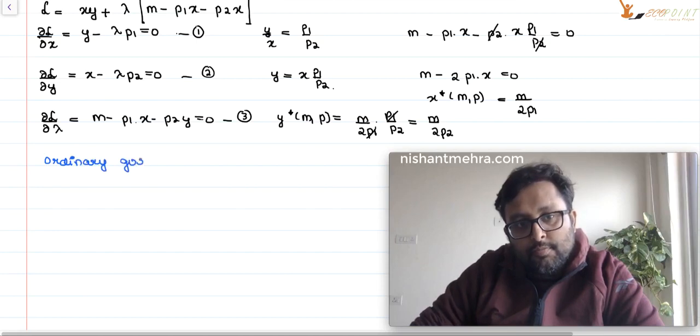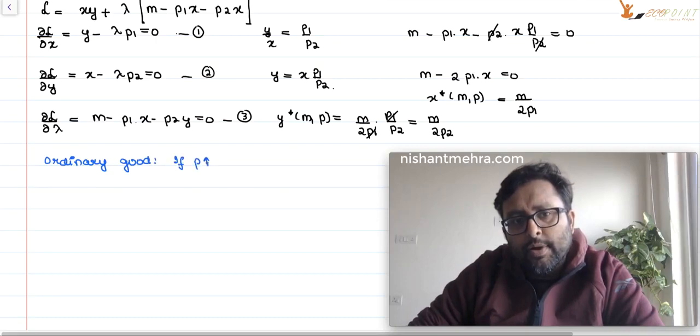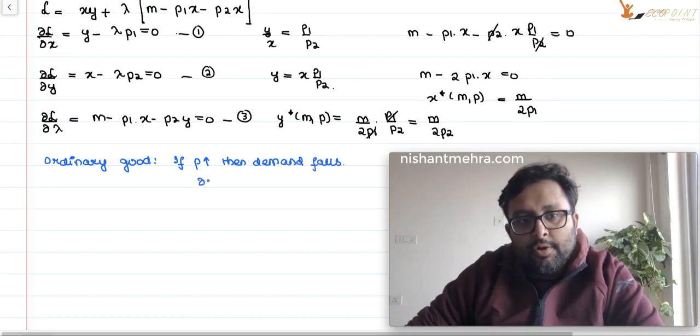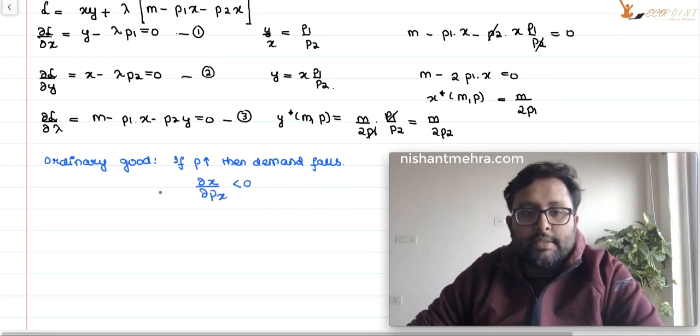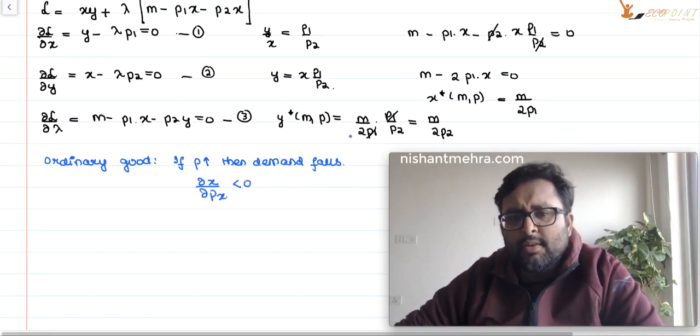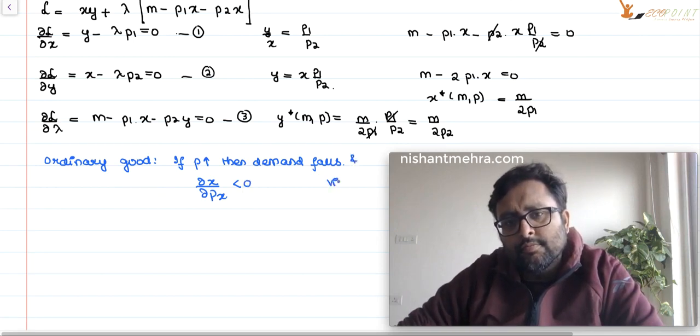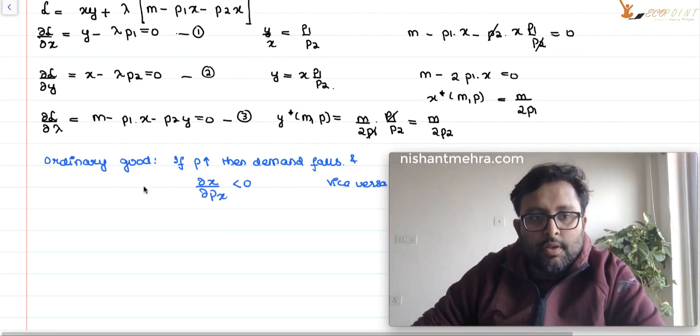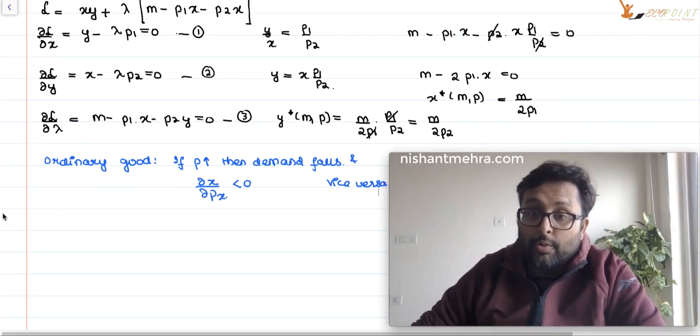Ordinary good. Basically, if price increases, then demand falls. Right, beta? So basically what you are trying to say is this. So del x by del px is less than 0 and vice versa, of course. So if price falls, demand increases. You may or may not want to write this. So this is what an ordinary good is.